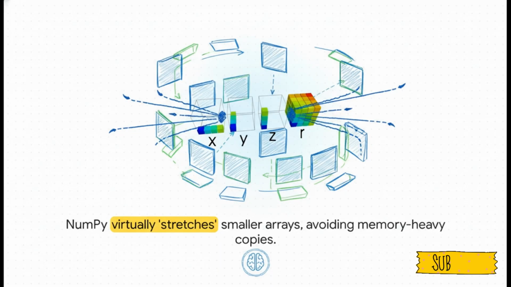Look at how that smaller array is being virtually stretched to match the bigger one. And the key word here is virtual. NumPy isn't actually making copies of the data. It's just pretending. It reuses the value from the smaller array over and over again during the calculation. This is why it's not just fast, but also incredibly memory efficient.